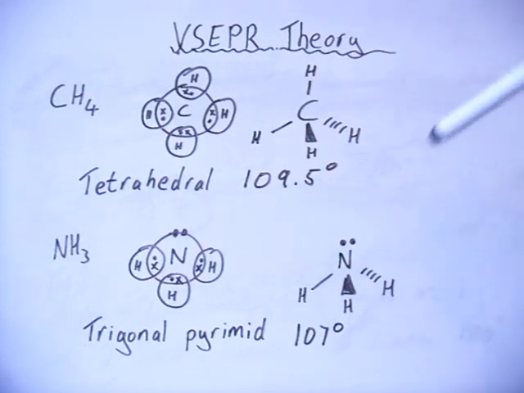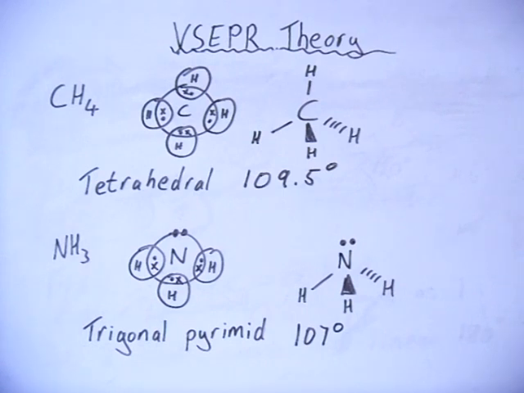Now, not all of the trigonal pyramids are 107 degrees. Ammonia is, and you do need to remember that one. If you are asked to predict the angle for ammonia and you just say less than 109.5, you'll not get the mark, because there will be some cocky person somewhere who just writes less than infinity. Well, technically true, but it's not really predicting a number.